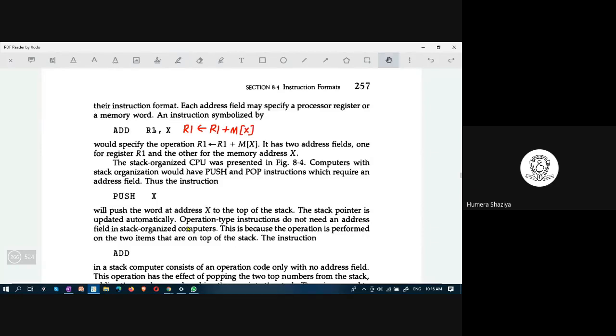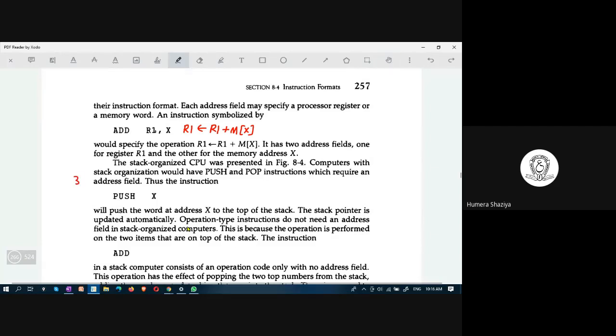Alright, this is also with respect to register organization. Registers can also perform operations and can store the intermediate results or the final results, and you can also perform operations on the contents of register and memory.